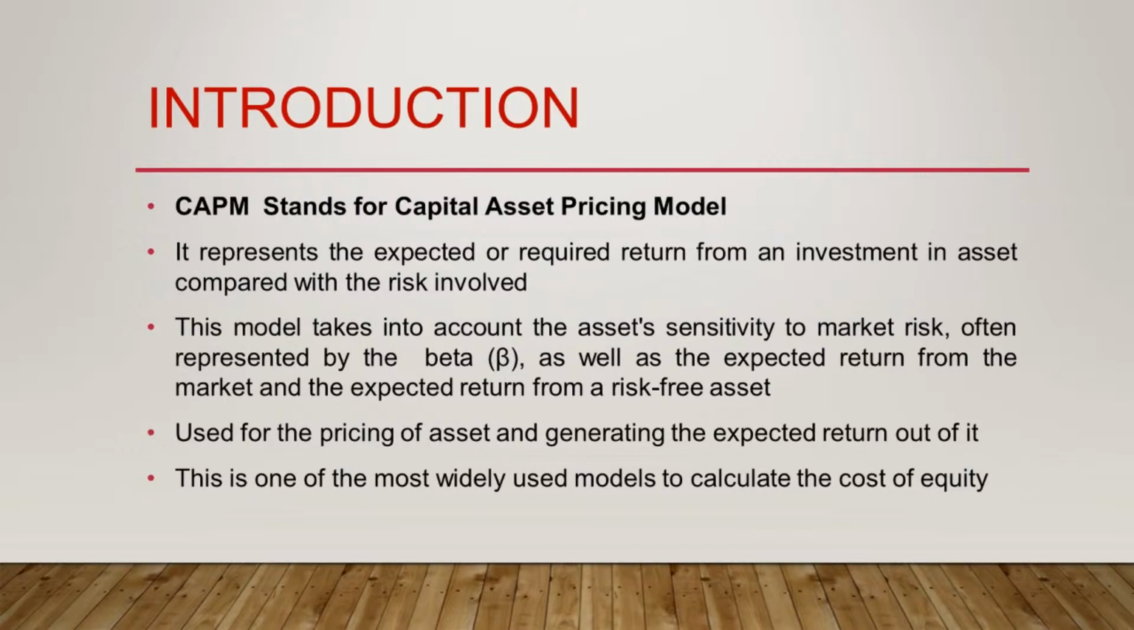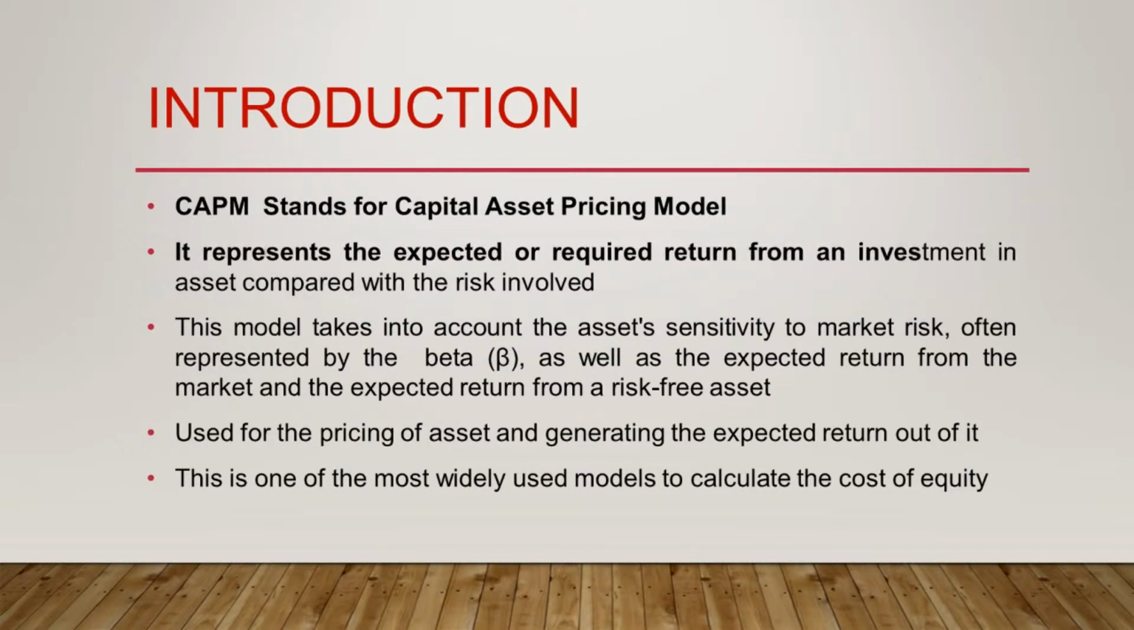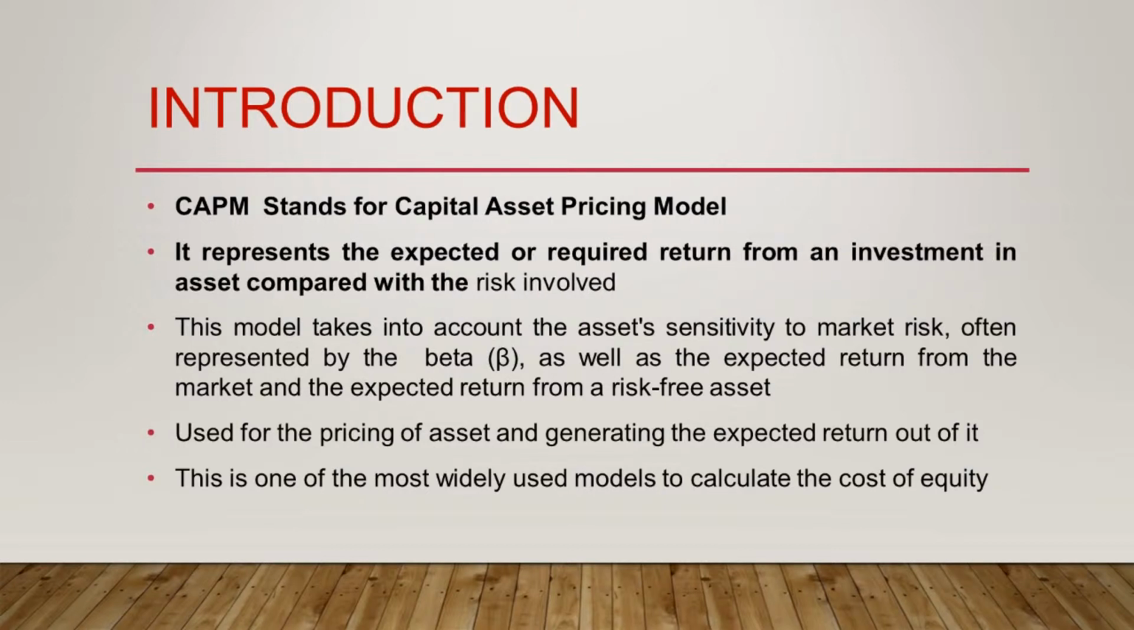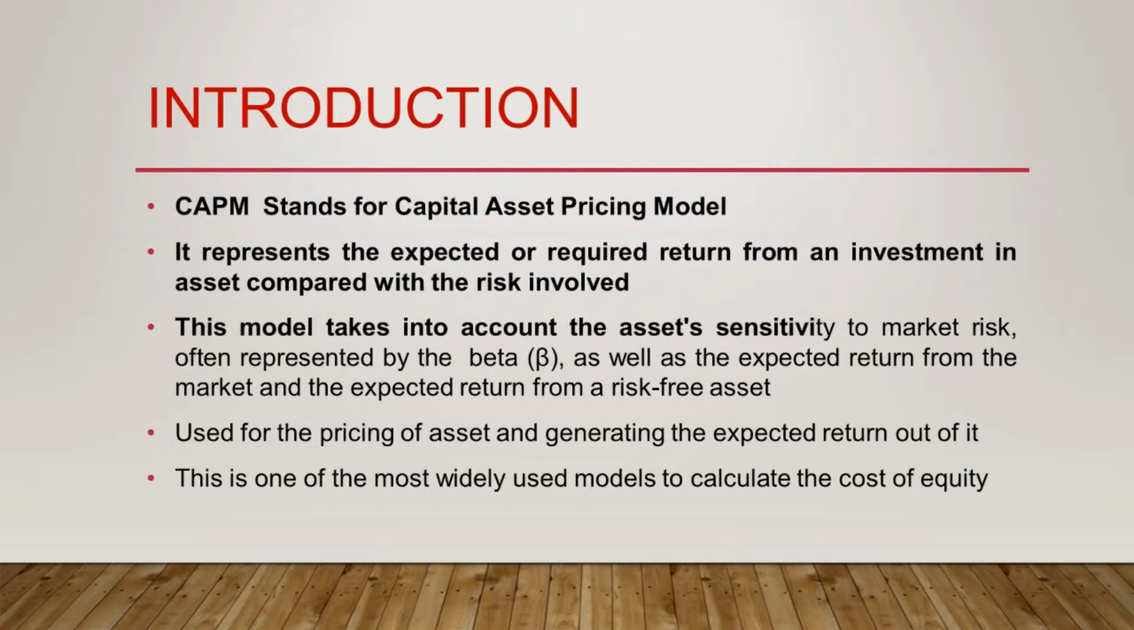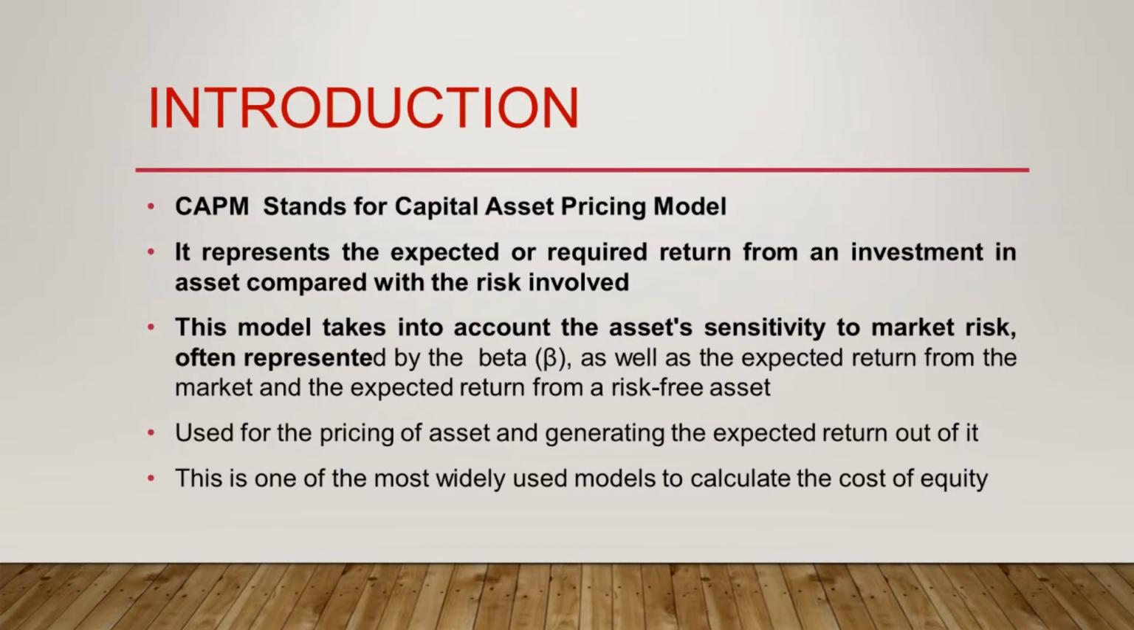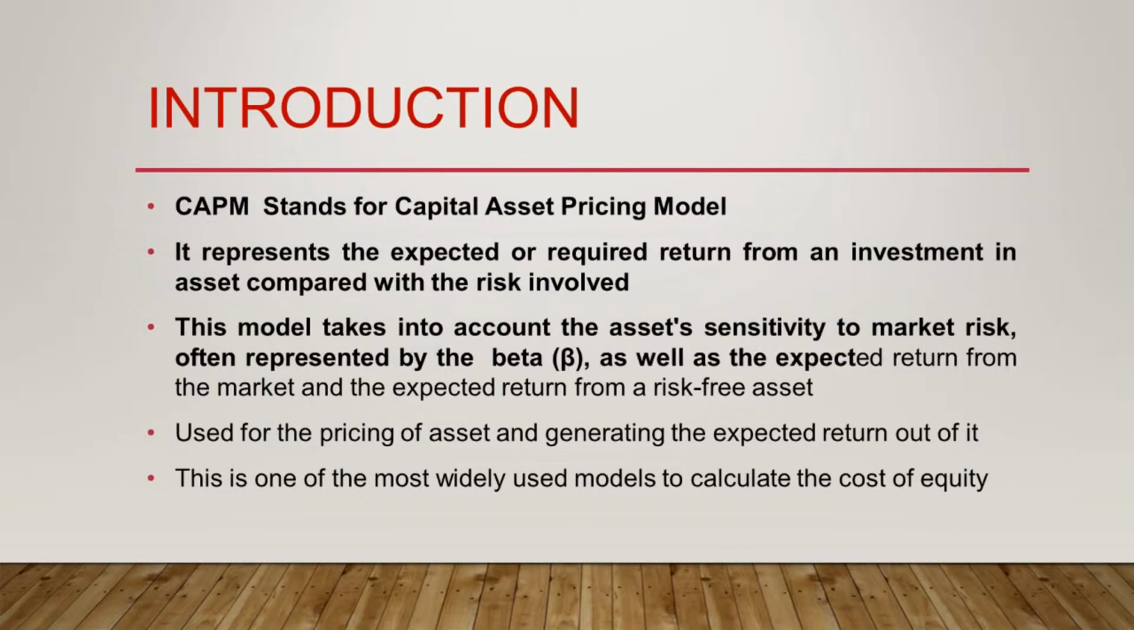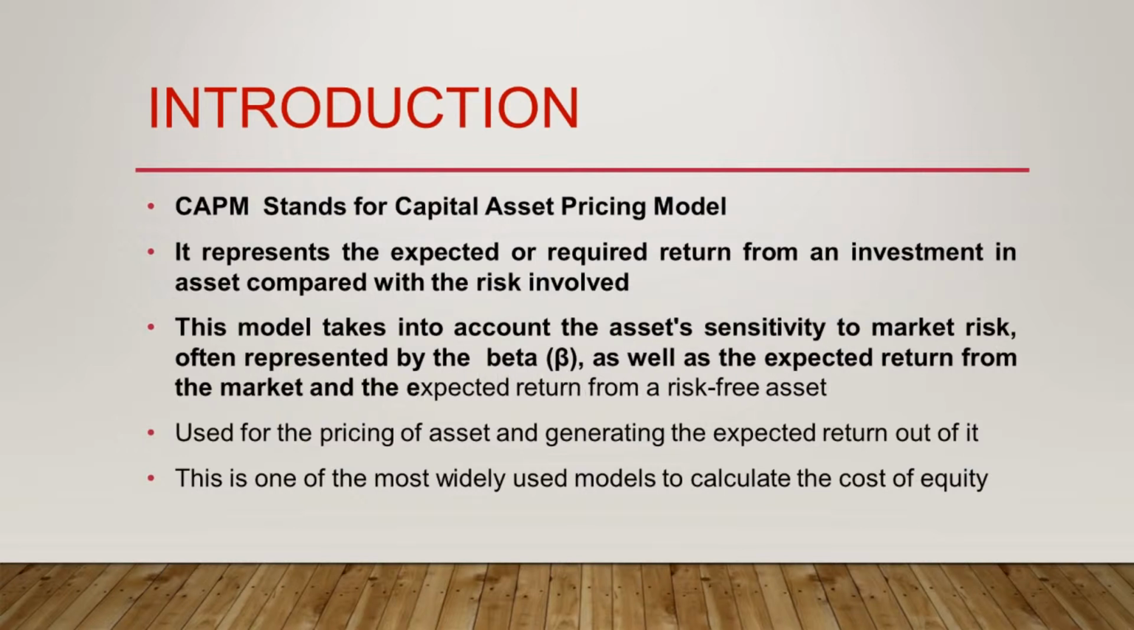You need to understand what is the minimum hurdle rate to be crossed, and CAPM helps in representing the expected or required return from an investment in an asset as compared with the risk involved. So CAPM takes into account the expected or required return, the return you are expecting out of the investment in that asset, and how much risk is involved. It takes into consideration both things. This model takes into account the asset's sensitivity to market risk, often represented by the beta, as well as the expected return from the market and the expected return from a risk-free asset.